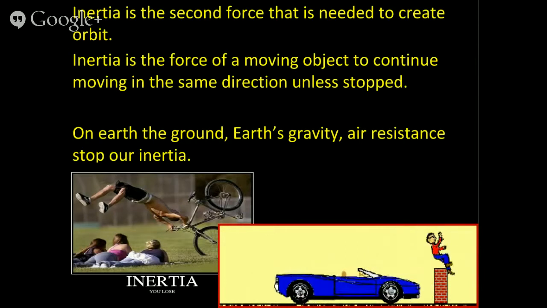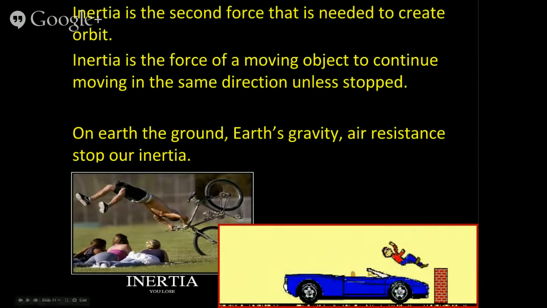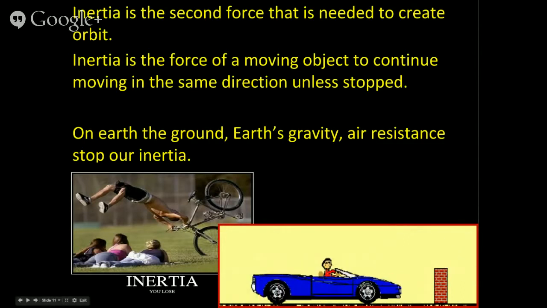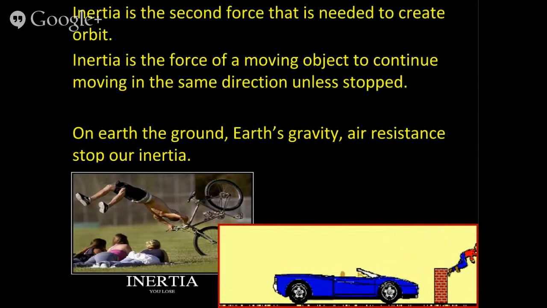So on Earth, we're stopped by a number of things. There's a reason we don't just keep on moving forward. If we start running, we're able to stop. Because on Earth, on the ground, we are stopped by Earth's gravity pulling us down. We're stopped by air resistance, so we're either pulled down or there's air resistance pushing back on us to stop our inertia. So one of these two forces usually ends up stopping us from moving.